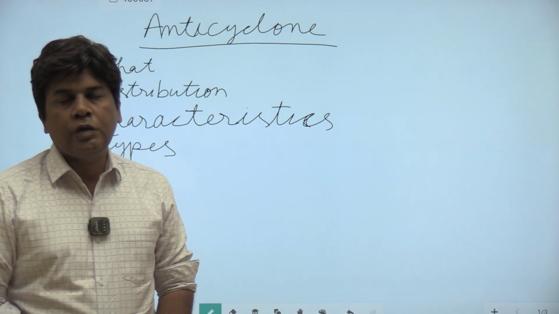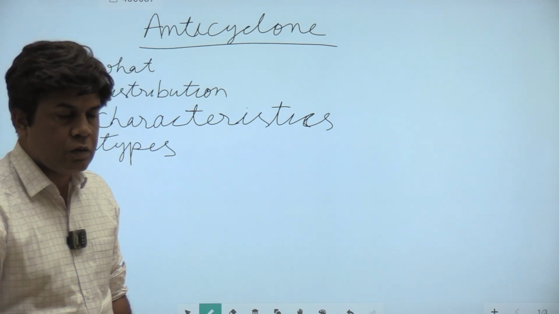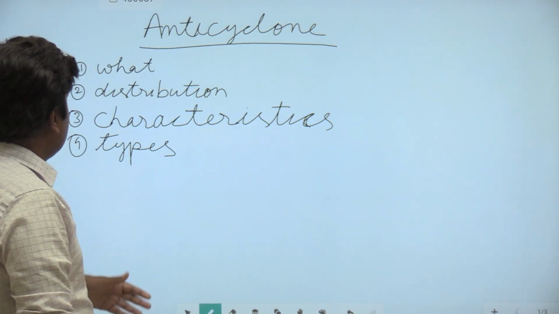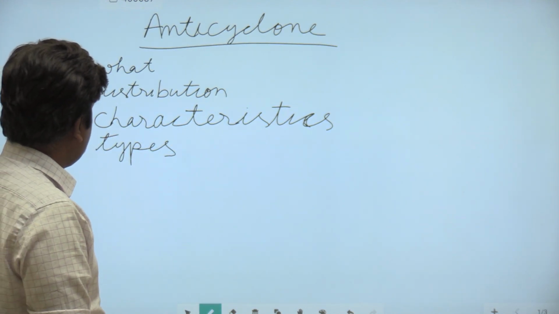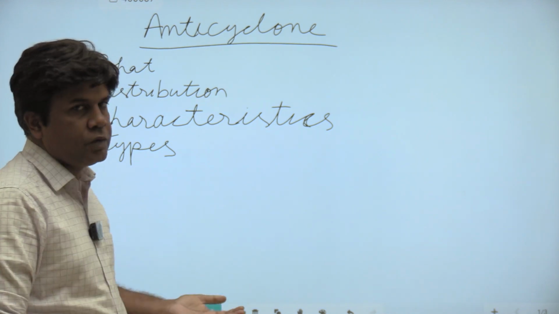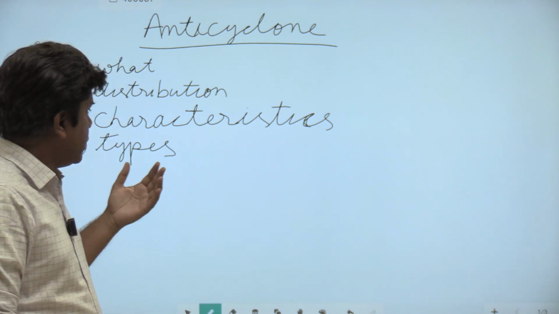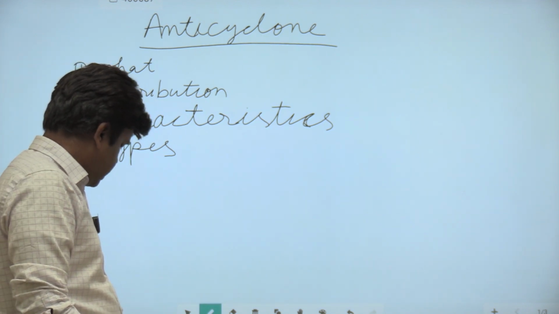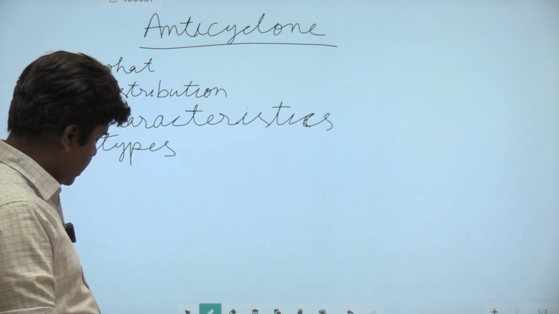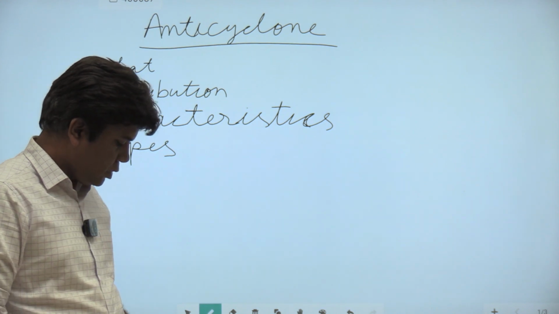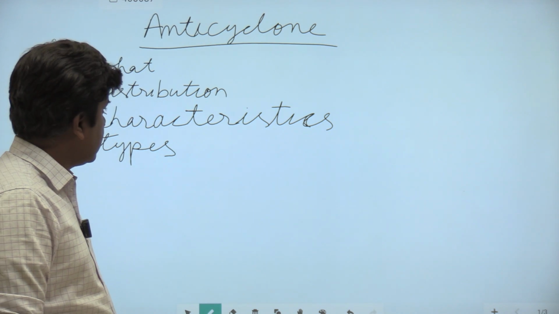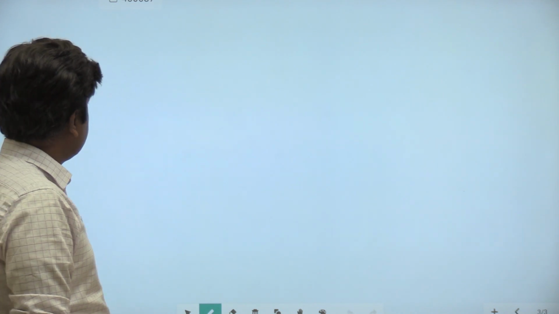In today's video we are going to talk about what exactly anticyclones are, where exactly they are likely to be found, and how many types of anticyclones there are and their characteristics. So first, let's see what exactly an anticyclone is. An anticyclone is basically a high pressure system.